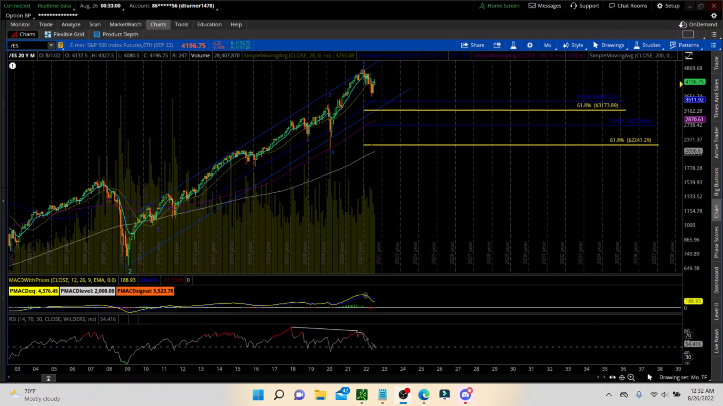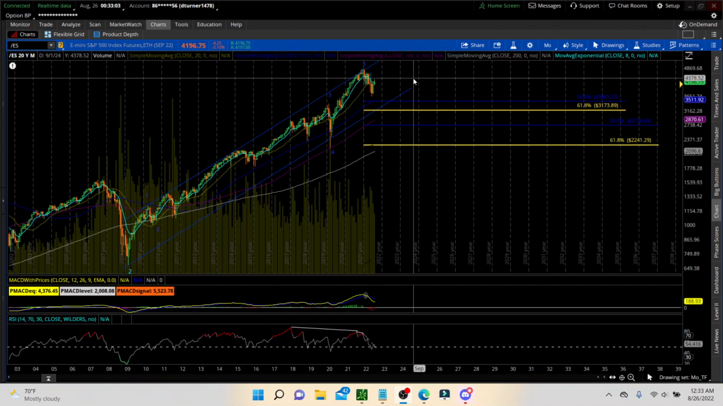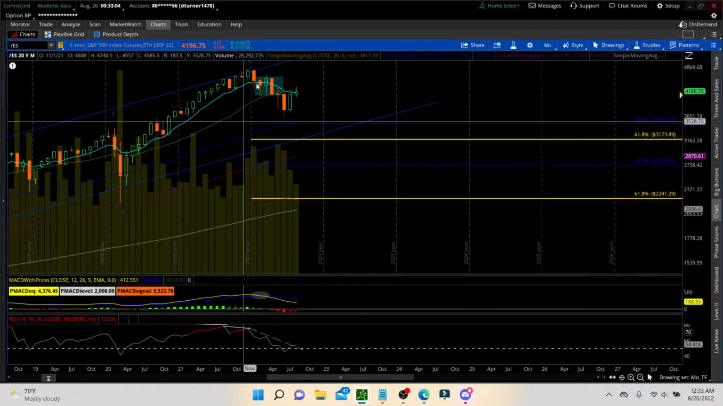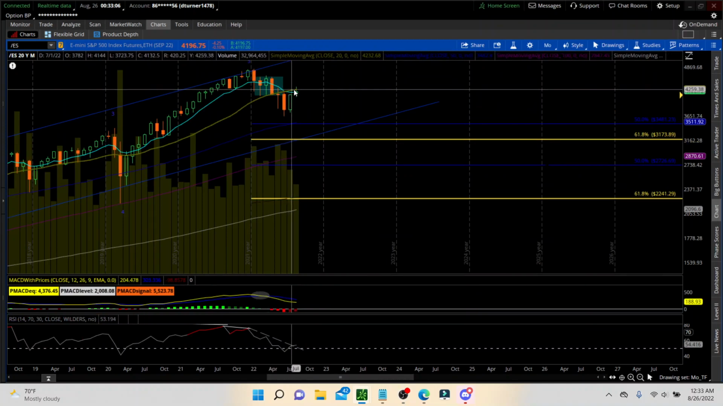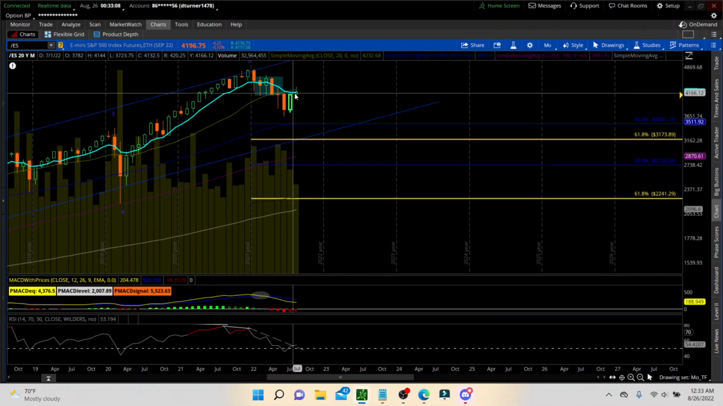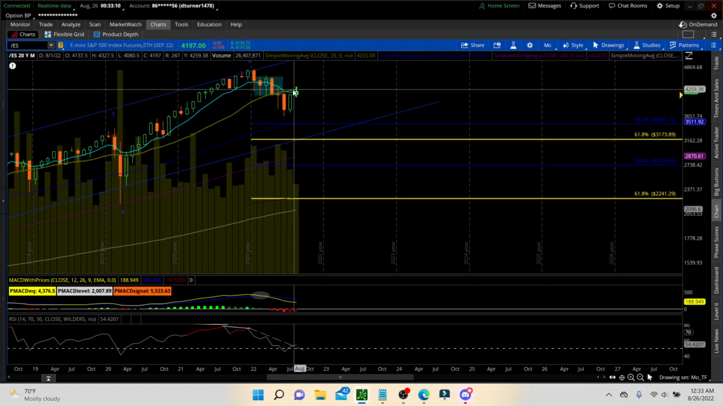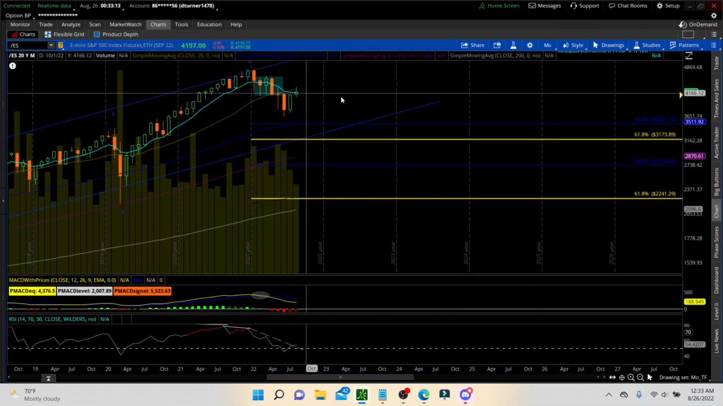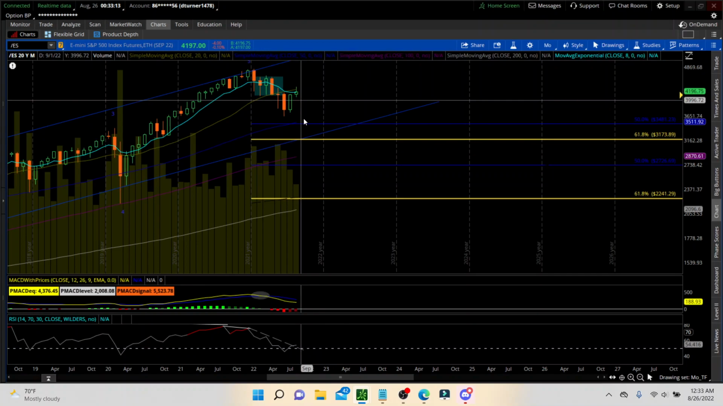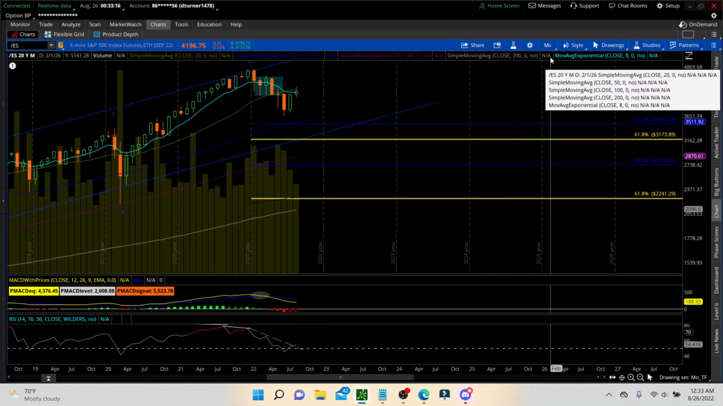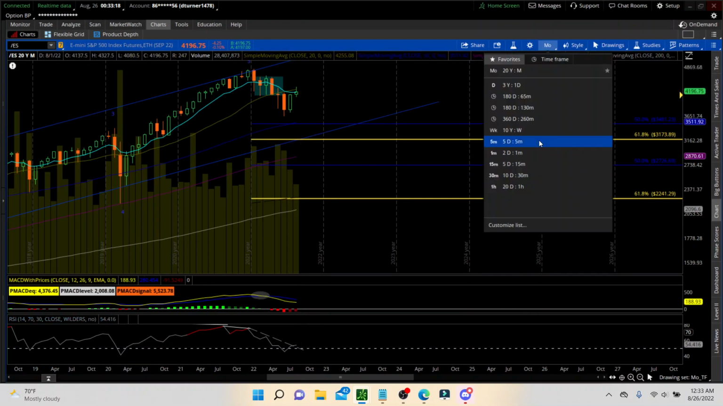Okay, ES on the monthly time frame. We are looking at pressure from the 20 simple moving average and the 8 EMA. We can't get and close over those. This is a monthly time frame, and the higher time frames matter more.